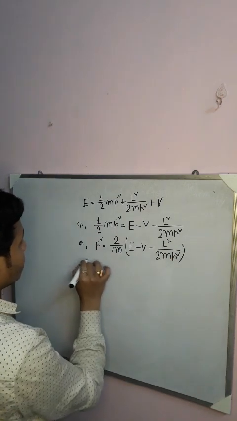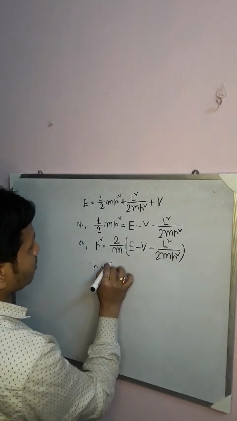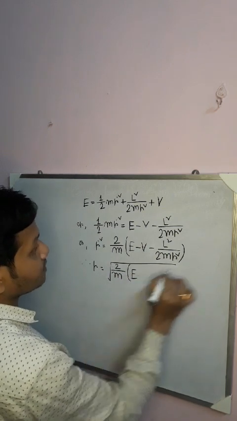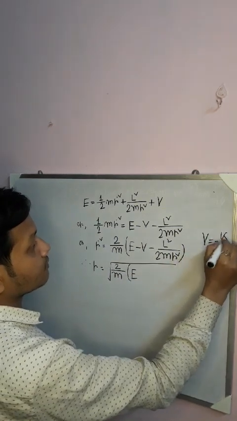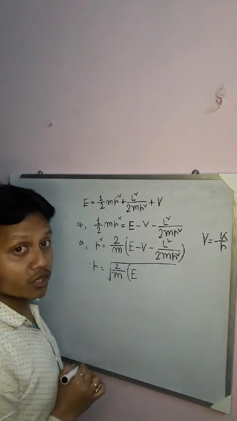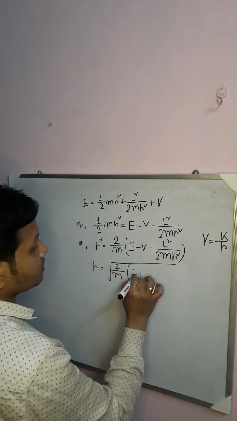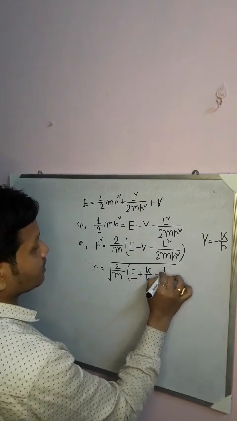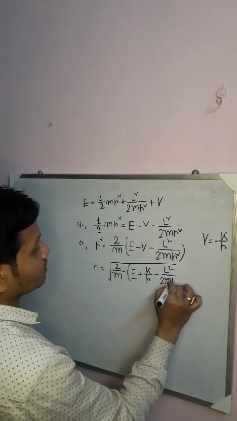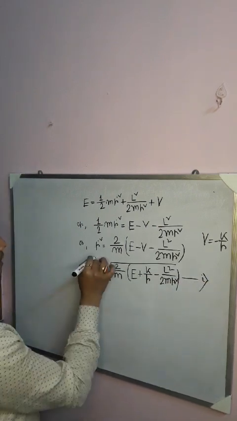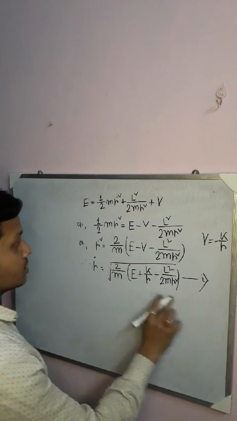And what is my r dot? This is simply the square root of this term. So 2 by m, and V is nothing but minus k by r, the potential energy. So this is simply plus k by r minus L square by 2mr square. So this gives equation number 1. So we can get r dot in terms of this.